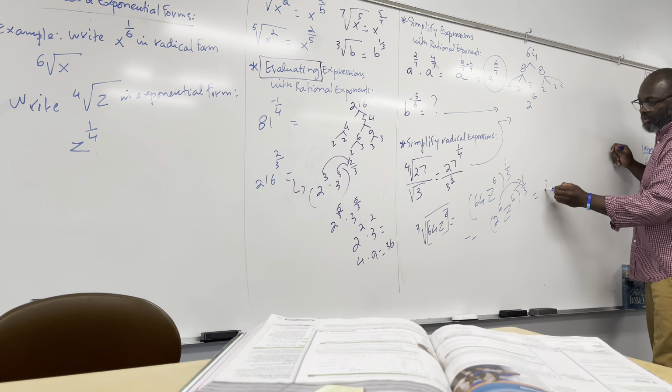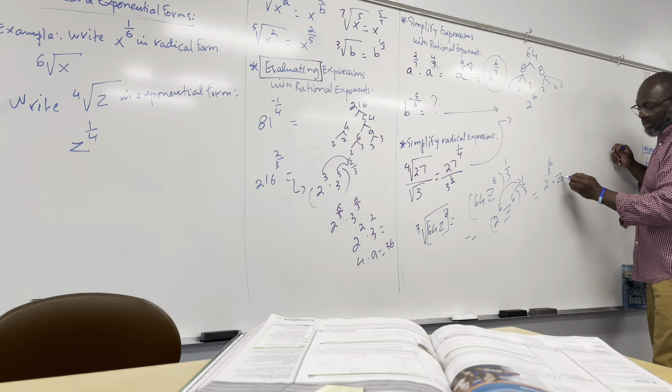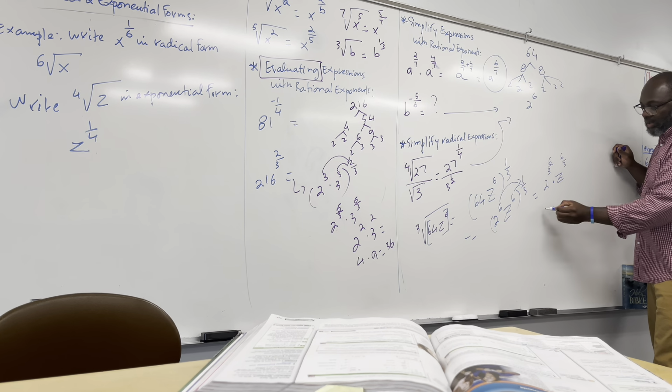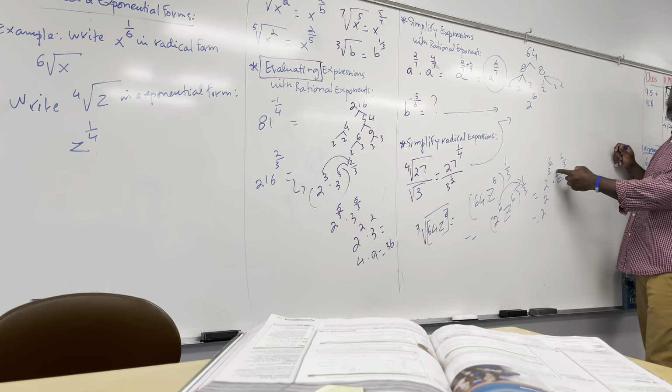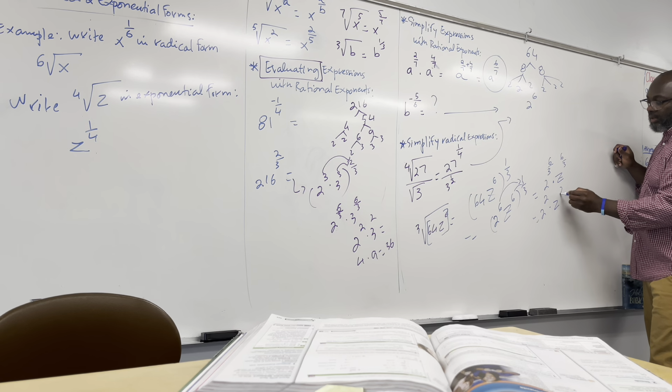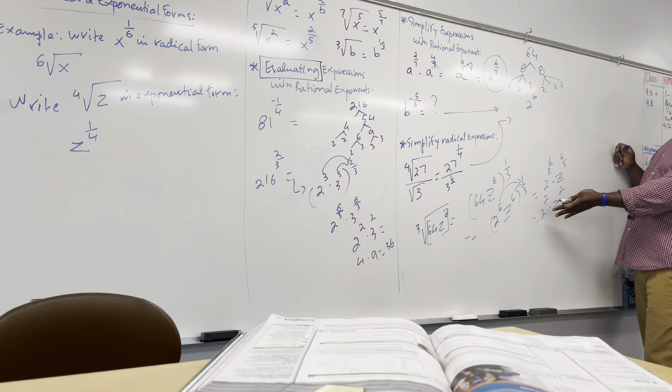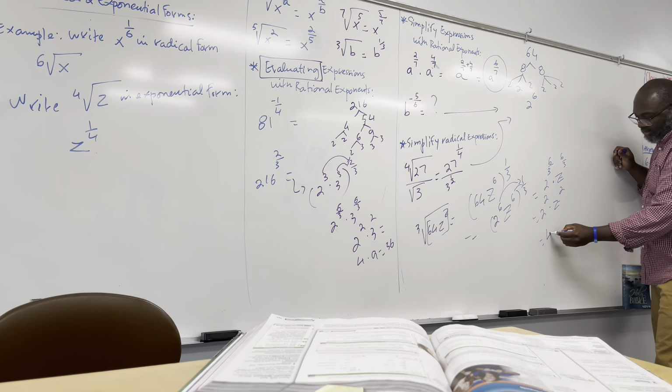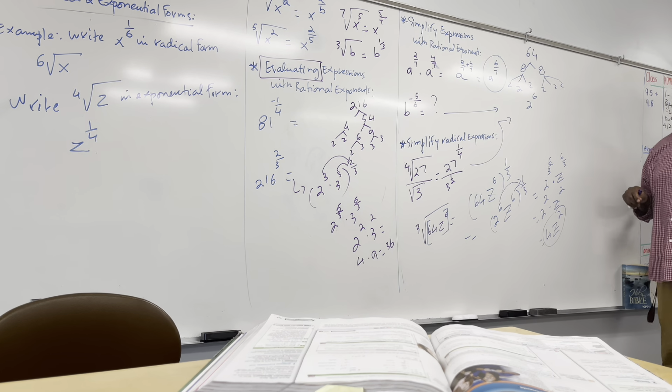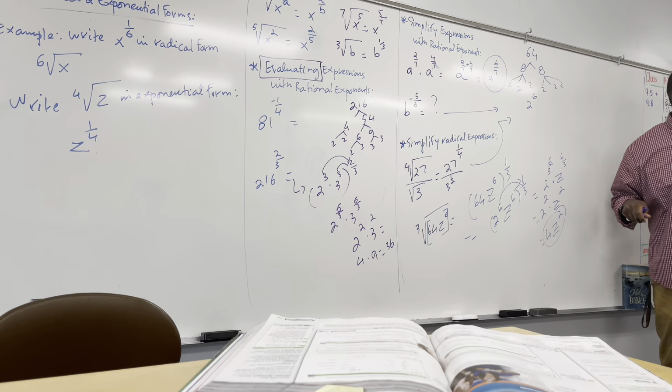So now it's going to give me 2 to the 6 over 3 times z to the 6 over 3. And that just gives me 2 squared, right? Because 6 over 3 is 2, times z squared. And then 2 squared is 4. So my final result is 4z squared. All right? Does that make sense?